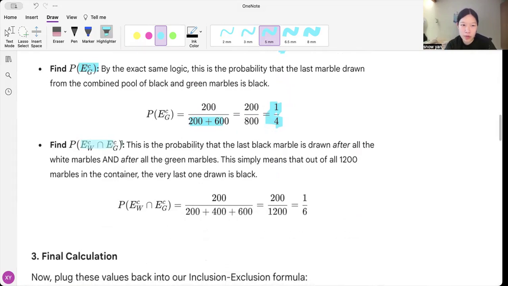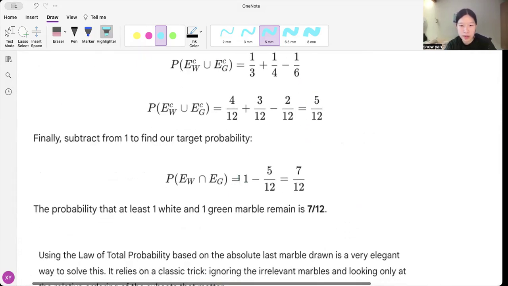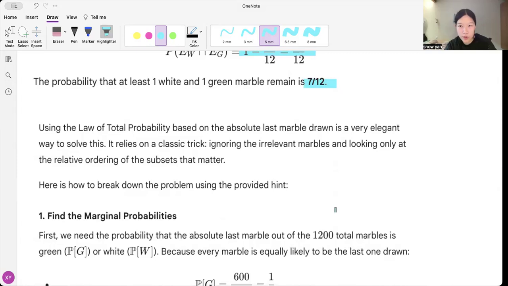And then for both of them not being satisfied, this means that there are a total of 1,200 marbles, and the last one is black. So that's 1/6. We just plug these values back in, and we find that our final value is 7 over 12. So that's pretty straightforward. I think the major thing was knowing that you had to find the complement because it's too hard to find the thing directly, and then ignoring the irrelevant marbles.